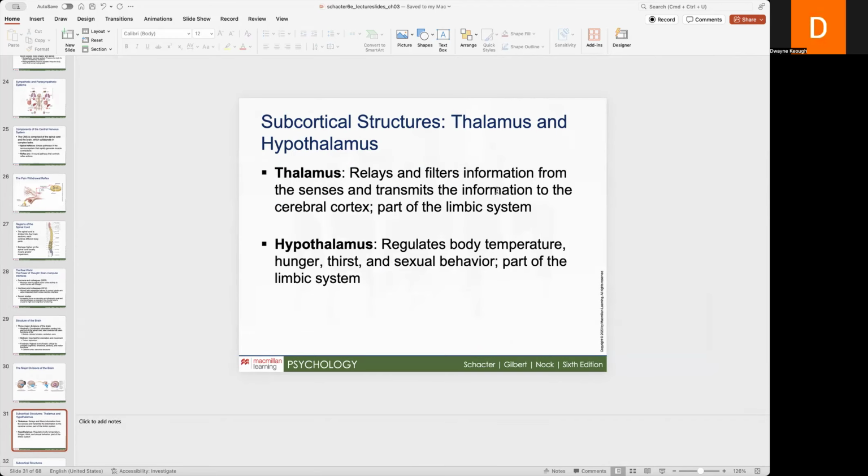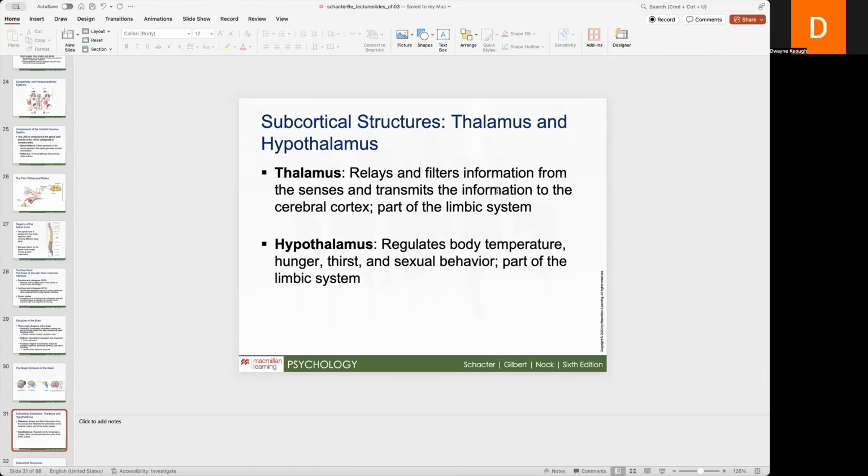The thalamus really is a critical subcortical structure that relays all of our sensory information to the cerebral cortex to be processed. It is part of the limbic system, and only one of our senses does not pass through here. Can you guess which one? If you guessed smell, that would be correct. Smell is the only sense that bypasses the thalamus and gets processed directly by different regions.